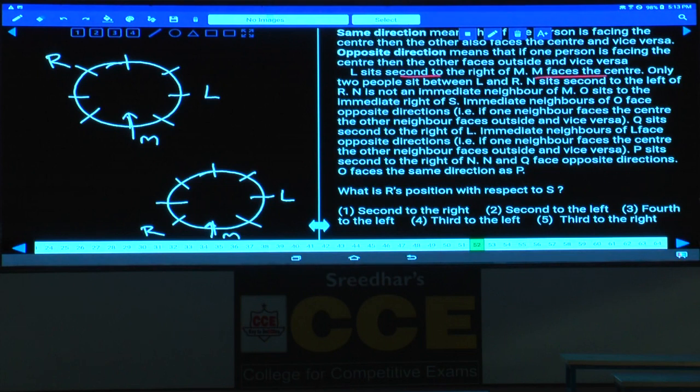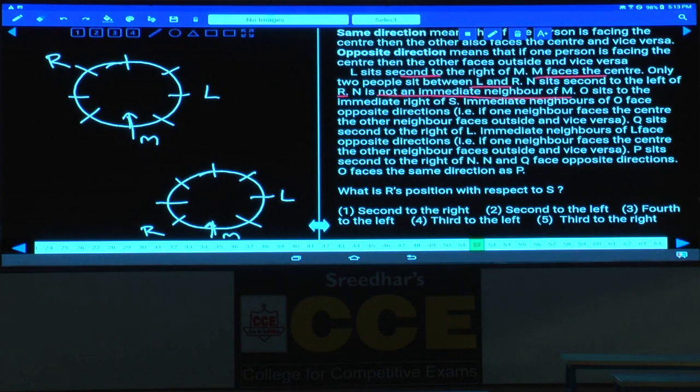Whether R is to the left of L, second to the right of, third to the left of L or third to the right of L is not given. Hence 2 people in between L and R. N sits second to the left of R. N is seated second to the left of R, and at the same time N is not an immediate neighbor of M.